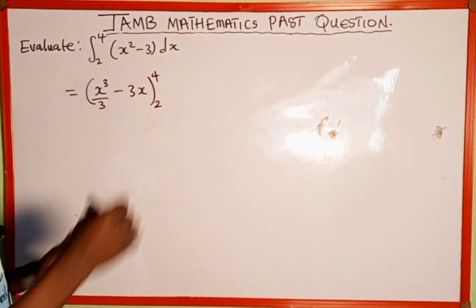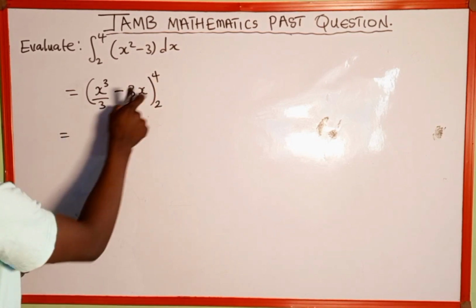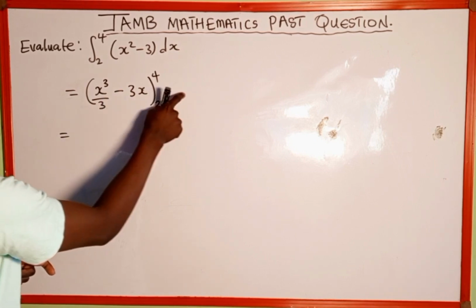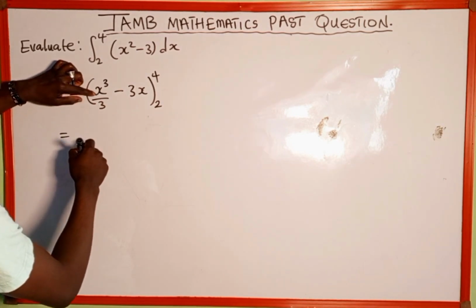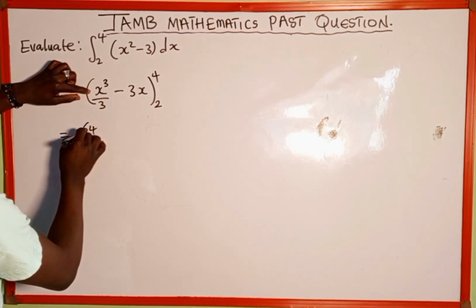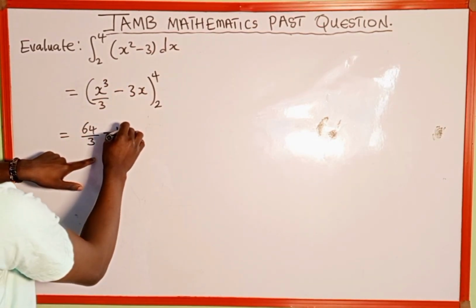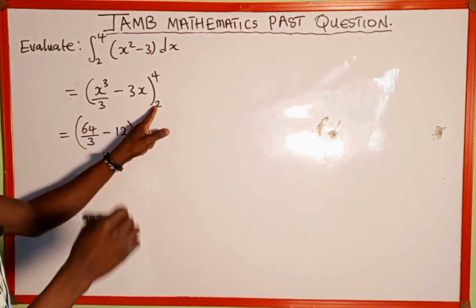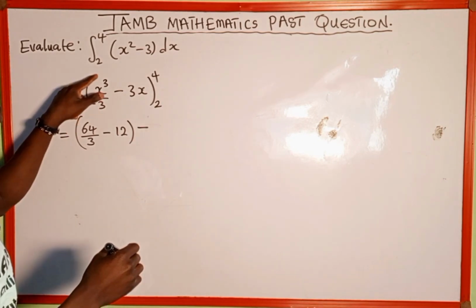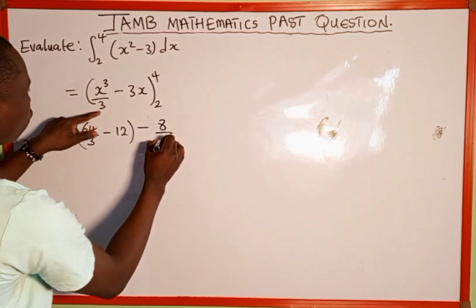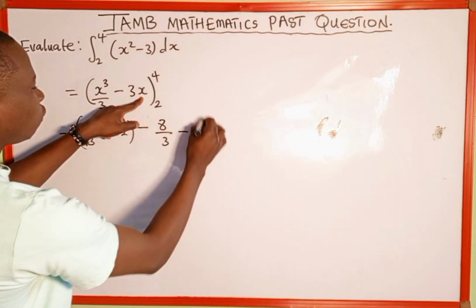Then the limit is from 2 to 4. Now we're going to replace the limit starting from the upper limit. Anywhere we see x we replace 4, then minus, anywhere we see x we replace 2. When we replace 4 here, 4 to the power of 3 gives us 64, then over 3, minus, 3 multiplied by 4 gives us 12. Then everything minus. Now we replace the lower limit 2. 2 to the power of 3 gives us 8, then over 3, then minus, 3 multiplied by 2 gives us 6.